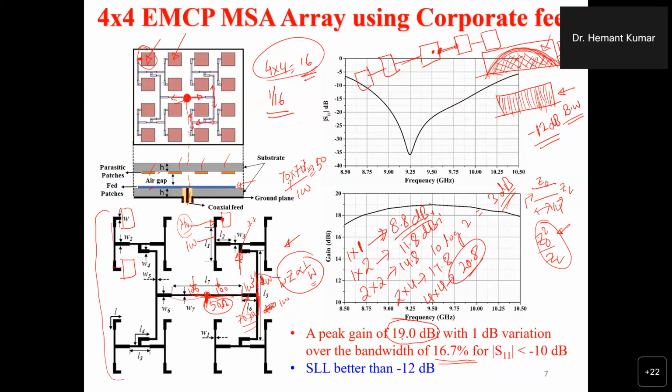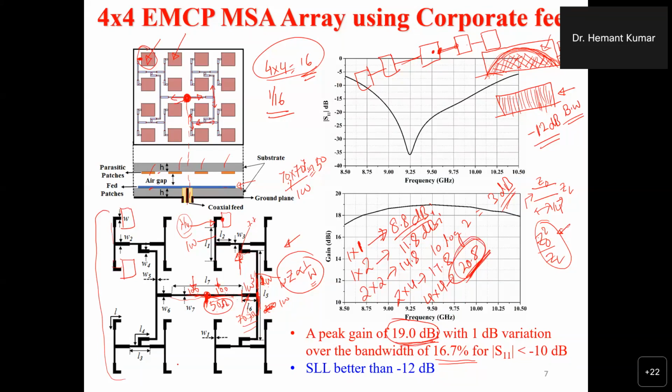But in our case, we are getting 19 dBi. So there is a difference. This is actually the calculation done using the concept of antenna theory. But practically, you will not get the exact same value. Why? Because there are feeding losses also.